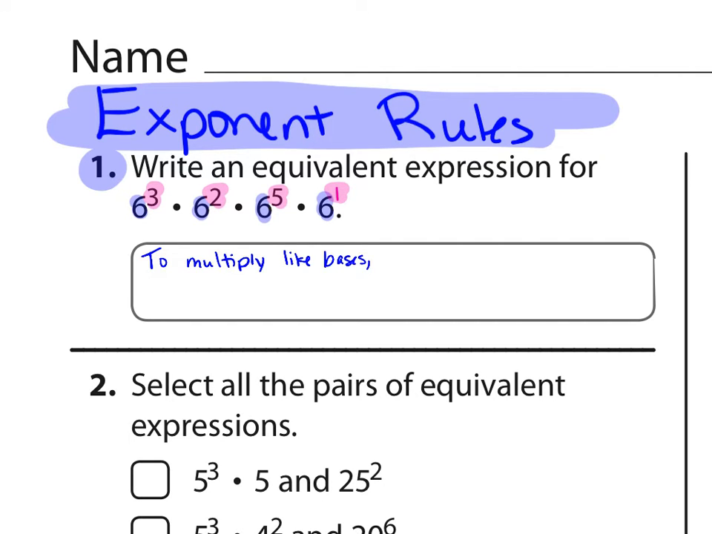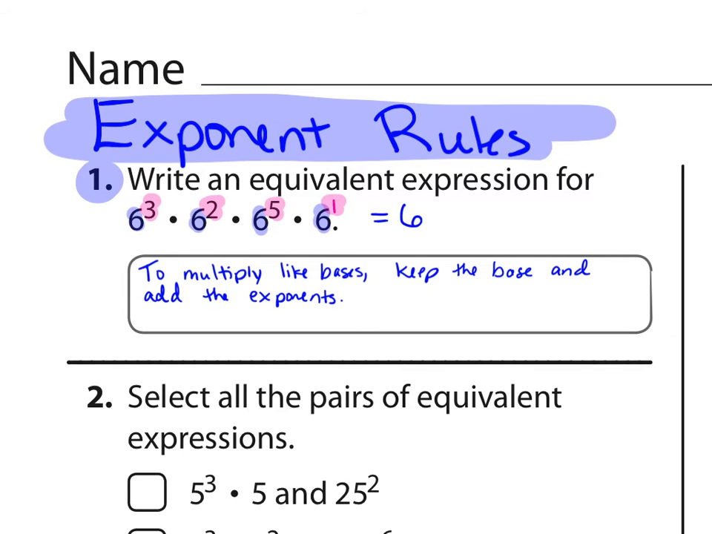just a reminder of this rule, keep the base and add the exponents. And the reason we do this is because multiplication is just repeated addition. So we're going to keep our base 6 and add the exponents. 3 plus 2 plus 5 plus 1, and it's going to equal 11.